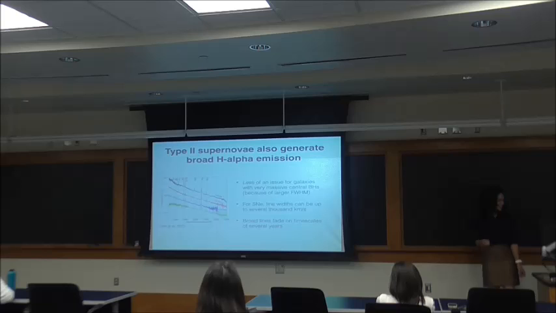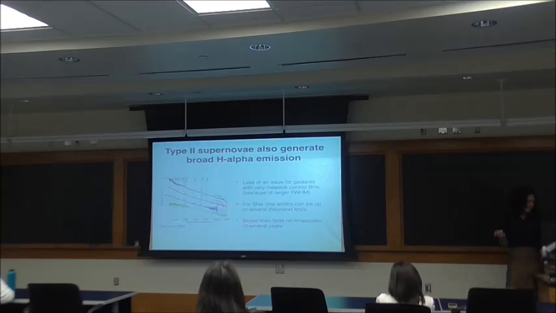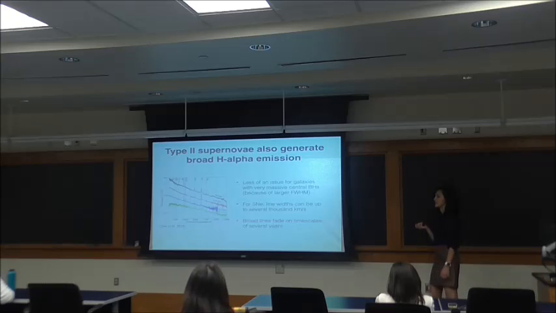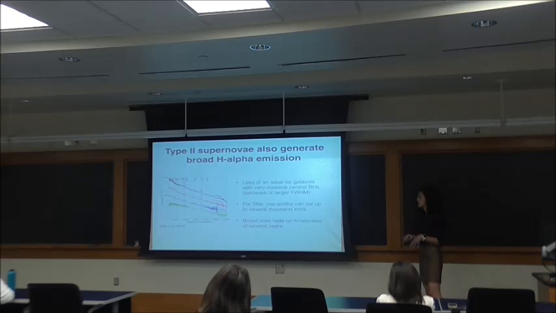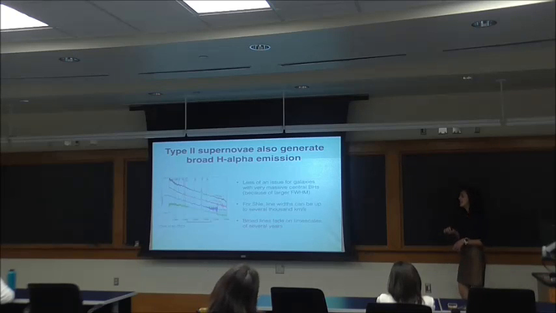Yeah, so the issue for these galaxies in the star-forming region is that type 2 supernovae can also generate broad H-alpha emission. Since we're looking at very low mass black holes where the full width half max of broad H-alpha is between 500 and a couple thousand kilometers per second, we do have to worry about potential contamination from things like type 2 supernovae or other transient stellar phenomena like luminous blue variables that can generate broad H-alpha with similar full width half maxes.